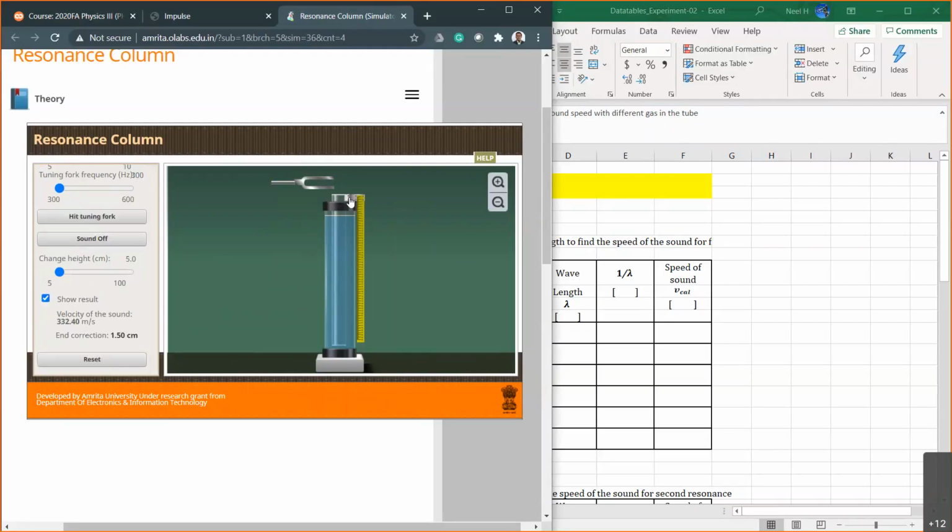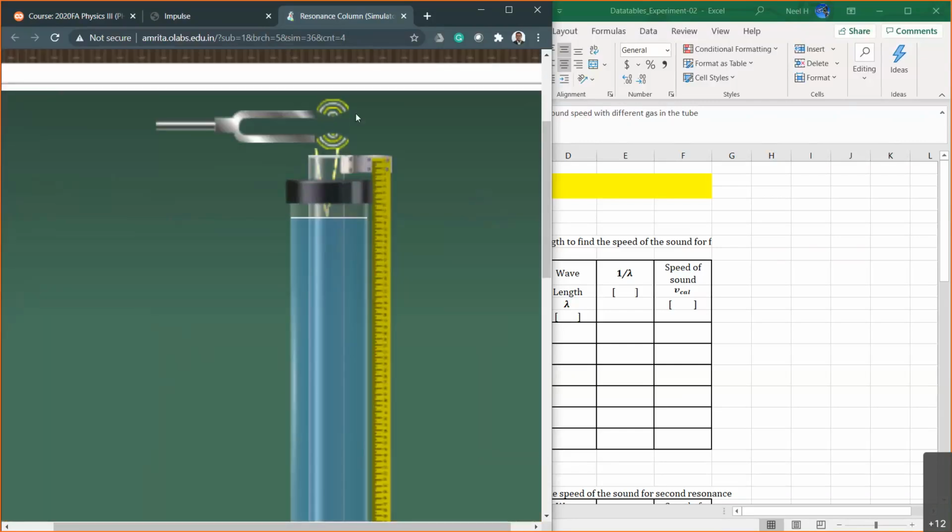Now all we have to do is click on the results too, which tells you what to expect. And then slowly bring this up. We need to hit the tuning fork, sorry. So you have to hit the tuning fork, and then you can see the wave now, right? See that? The tuning fork is vibrating. That vibration creates the wave, but in reality, you can't see this wave, right? So now you need to slowly bring it up.